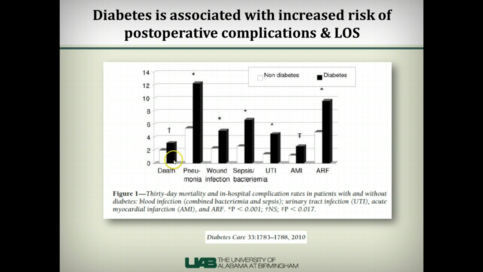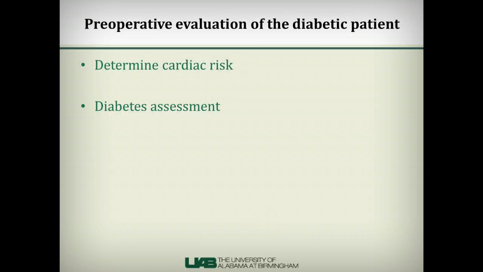Now, this increased risk of death, even though it was increased by an absolute of 1%, did not reach statistical significance. The p-value was 0.1. But I think the trend is certainly there of an increased mortality in patients with diabetes. And all these others, other than acute MI, also reached statistical significance. So diabetes is an important risk factor in postoperative complications.